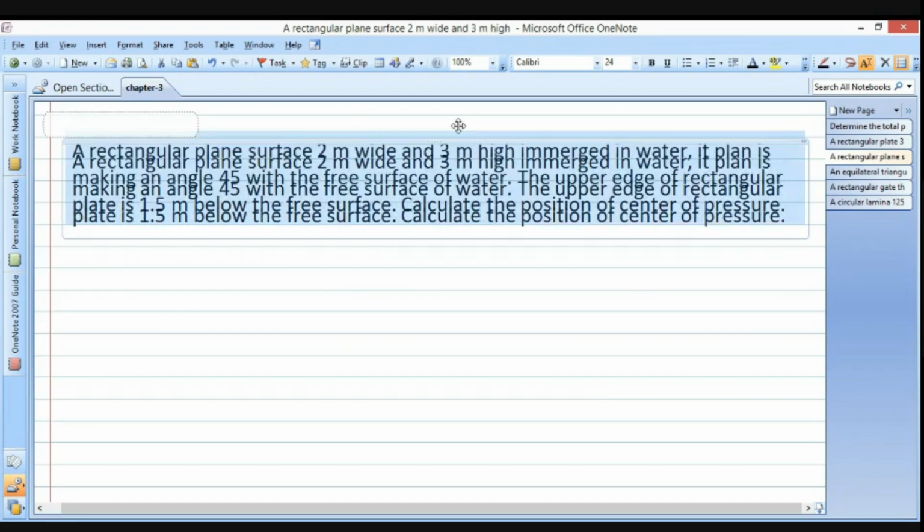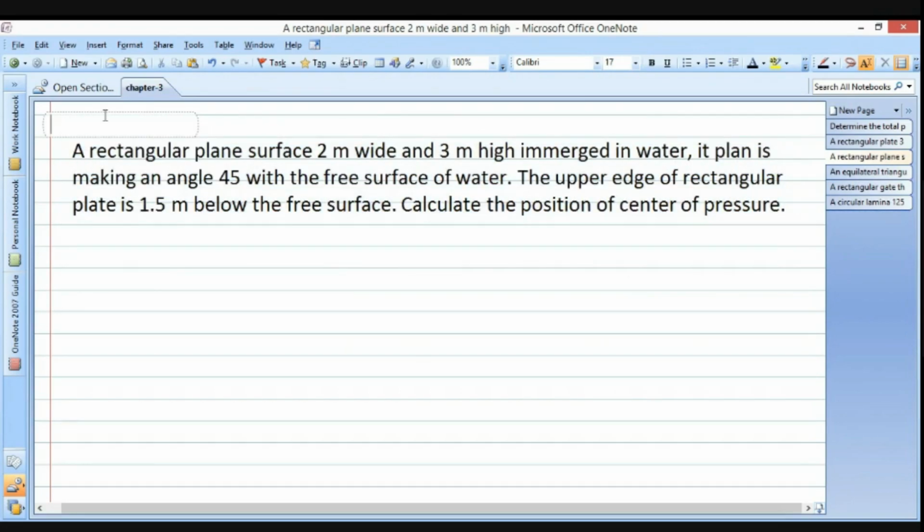So let's take numerical number 2, which is in line with case number 3, that is an inclined plane. Here it is given a rectangular plane surface, 2 meter wide and 3 meter height, immersed in water. Its plane is making an angle of 45 degrees with the free surface of water. The upper edge of the rectangular plate is 1.5 meter below the free surface. Calculate the position of center of pressure.